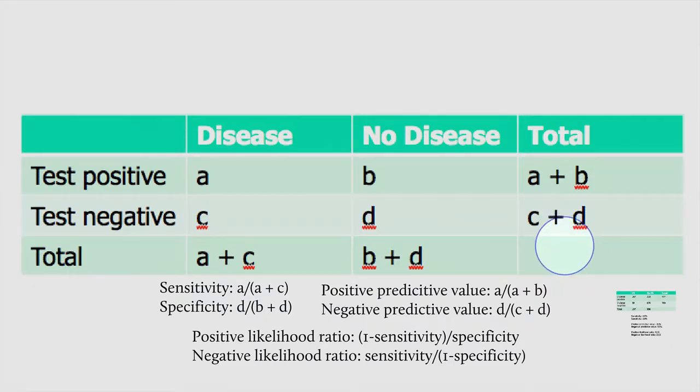So the sensitivity you work out by looking at the columns. So here we go. This is the proportion of true positives, A over A plus C. And then here, if we look at this column, D over B plus D will give you the proportion of true negatives for the specificity.